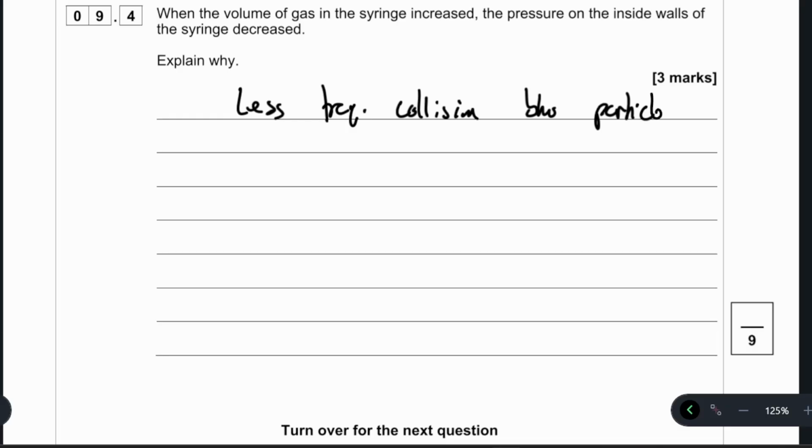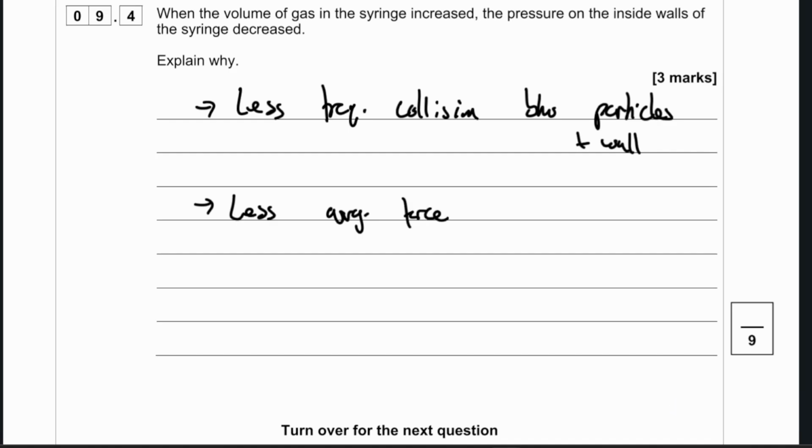Remember, because we're looking at the pressure on the inside of the wall, we need to look at what's hitting the inside of the wall. That's the particles and the wall. So we increase the volume, the particles are much more spread apart, and we're going to get less frequent collisions between the particles themselves and between the particles and the wall. That means that if there are less frequent collisions, there's less average force on the wall. So if you imagine we were to work out the force at any point in time, it's not going to be constant because remember the collisions are random, but we can average out to get the average force.